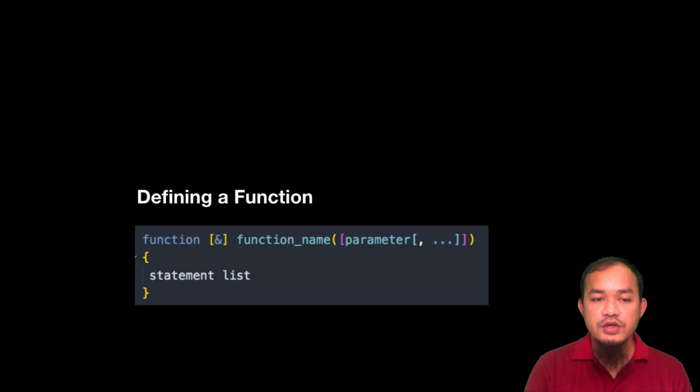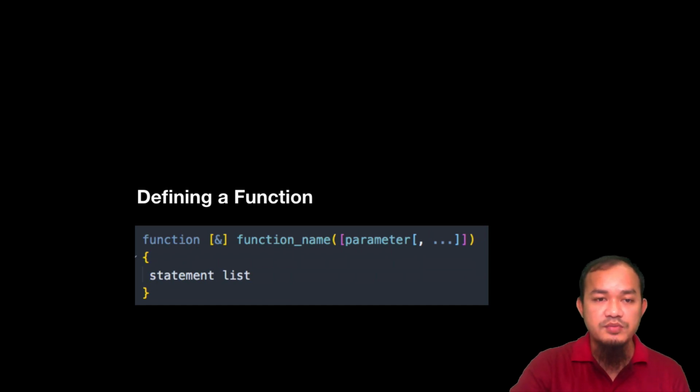If you want to create your own function, this is the pseudo code for creating a function. You start with the keyword function, and then followed by the function name, and then followed by the parameter. Parameter is optional, you can specify it or not, it depends on you. And then open bracket, close bracket, and then the statement list, something that you want to do. What kind of task can this function do? This is called the statement list.